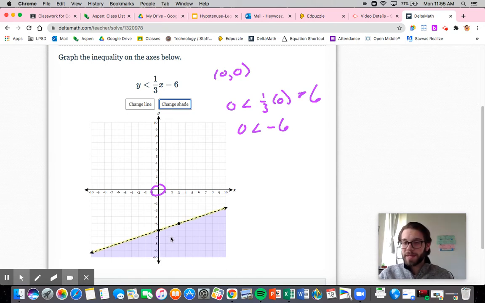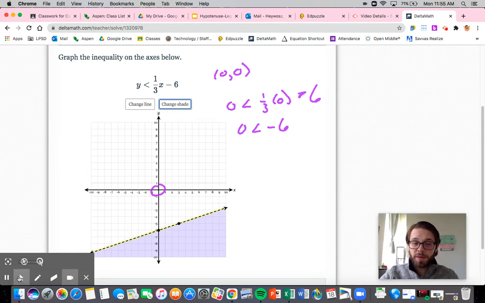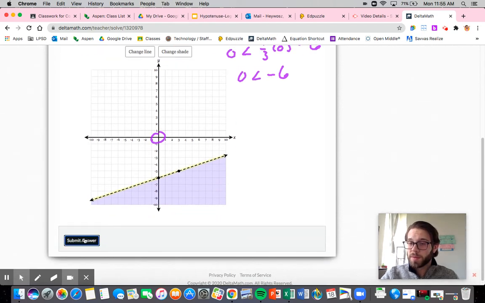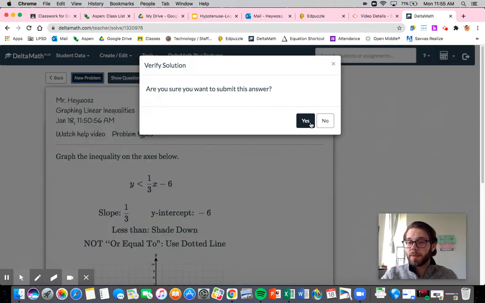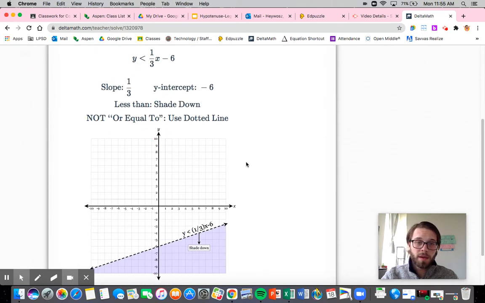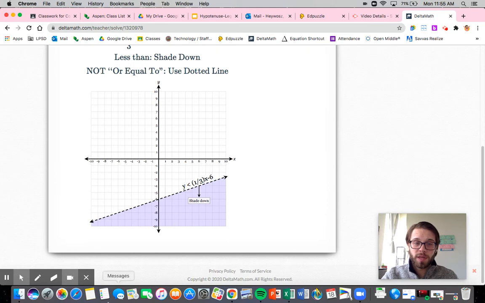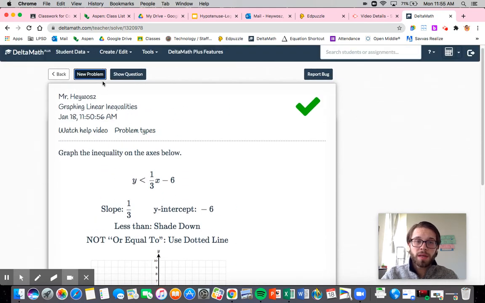But again, sometimes I personally find it hard to tell which is above and below, depending on how the line's tilted. I just prefer to check with a point. So I'm always going to check with a point. Whatever works for you, but I'm going to show a couple examples where I check with a point. All right, so less than, shade down. All right, let's look at another one.